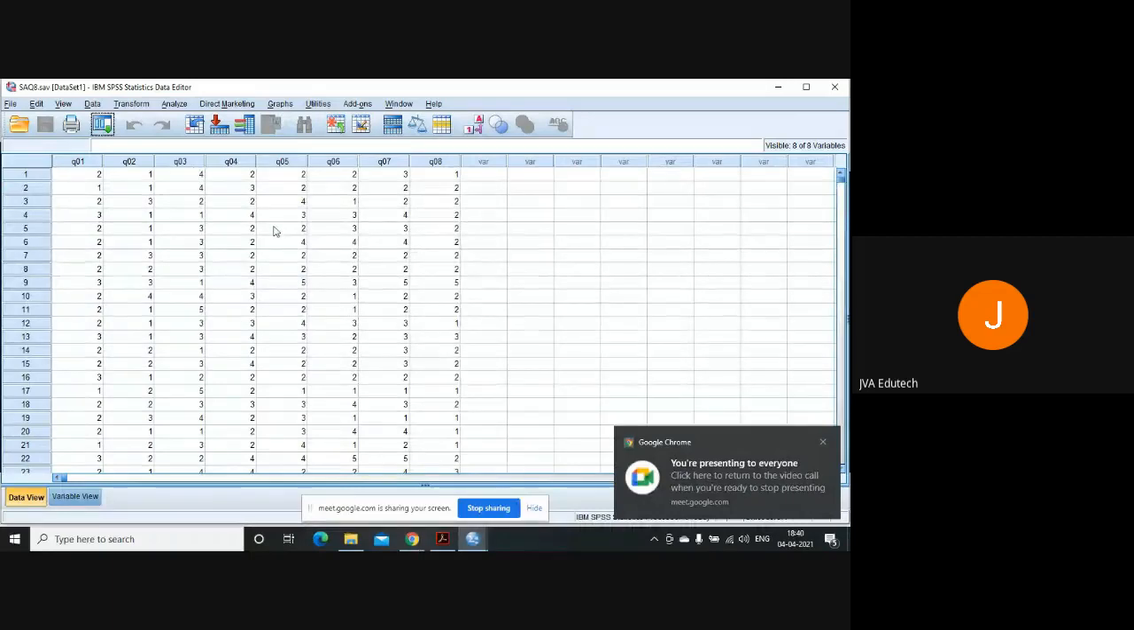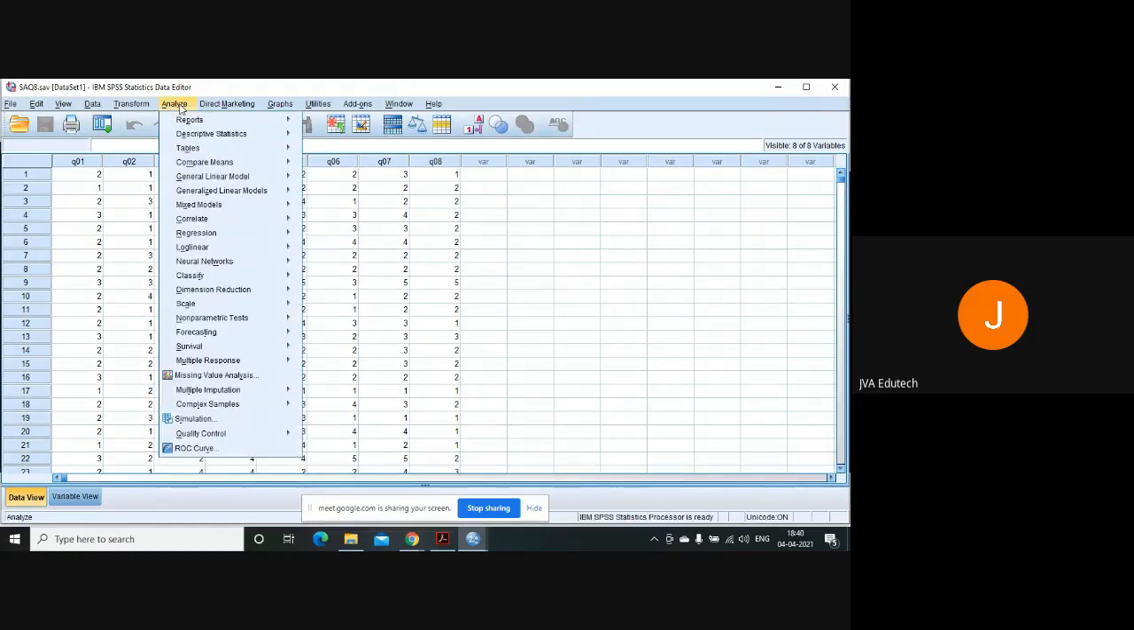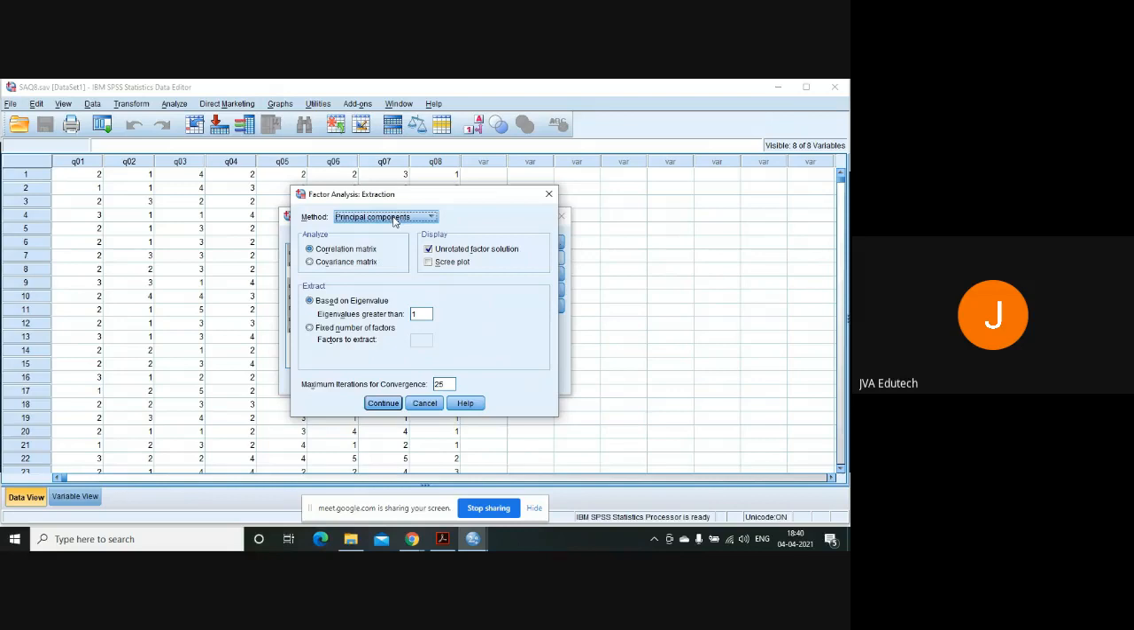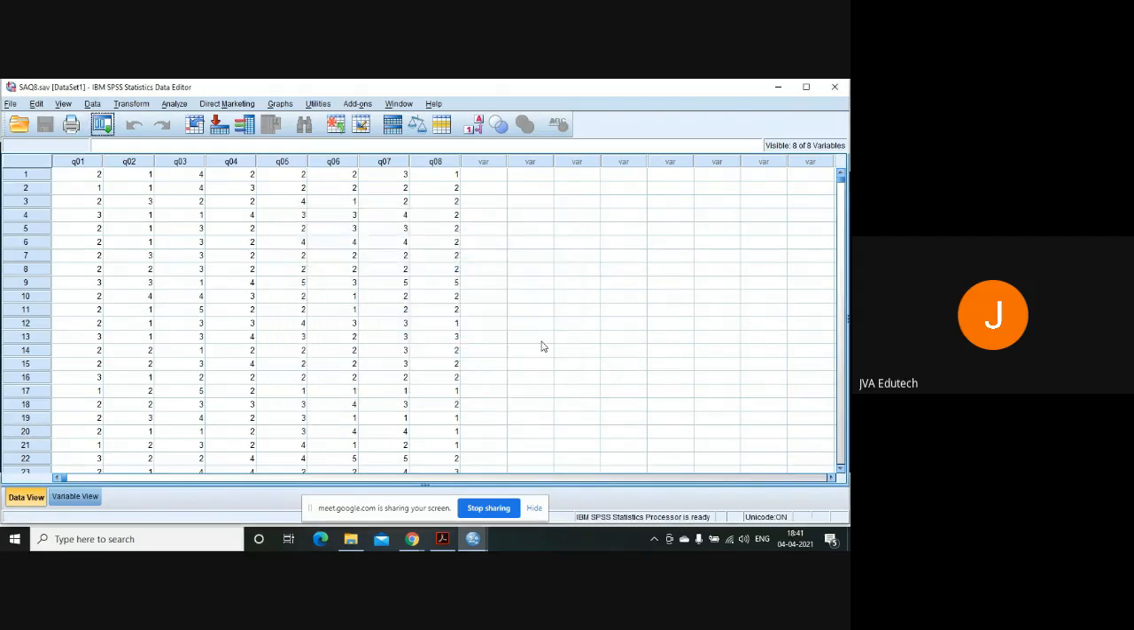We have 8 questions and I want to see which of them are measuring which dimension. So normally what we do, we go to Analyze, Dimension Reduction, Factor. We select all these, and when we go for factor extraction, by default it's principal component. We leave it as it is and we continue. And finally, we end up doing some error.